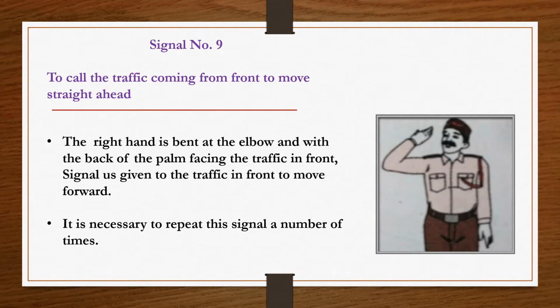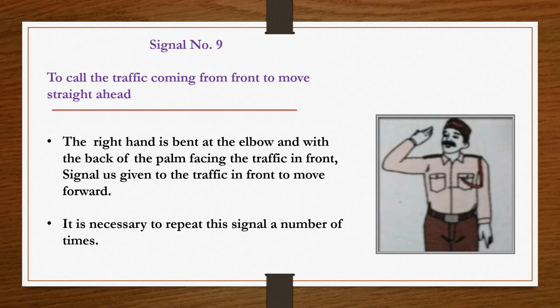Signal number 9. To call the traffic coming from the front to move straight ahead. Students, please see the given image of how this policeman is standing. The right hand is bent at the elbow with the back of the palm facing the traffic in front. The signal is given to the traffic in front to move forward. It is necessary to repeat this signal a number of times.